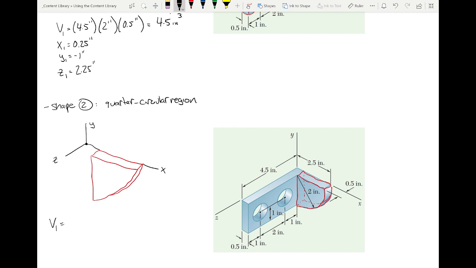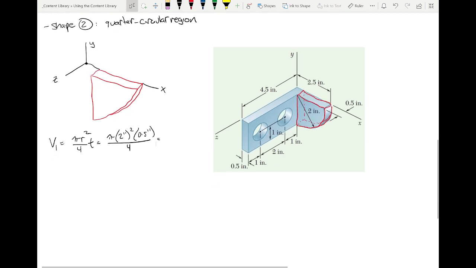The area of a circle is pi r squared. We're going to take that pi r squared, divide it by 4, then multiply it times the thickness. So pi times 2 inches squared times the thickness, divided by 4. Anybody got an answer for me on that with your Casio FX115ES Plus or similar scientific calculator? We'll say like 3 decimal places.